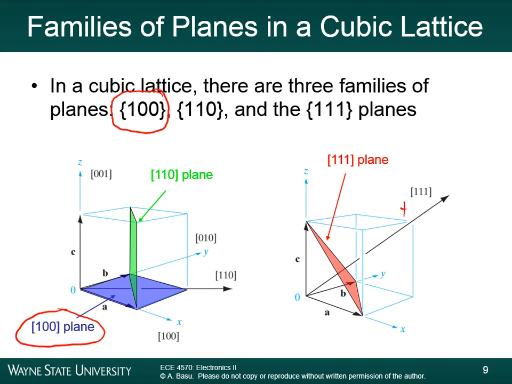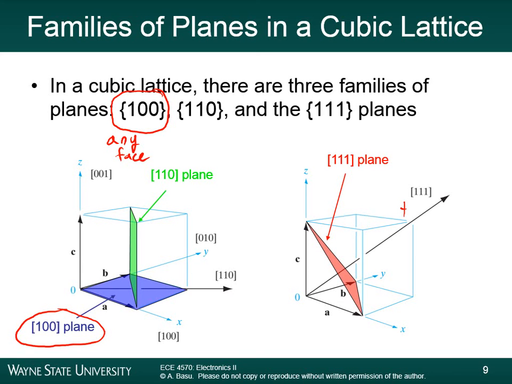Just keep in mind the notation here. These curly braces mean the 100 family of planes. And the way that you can remember that, I'm just going to define it, is that any face of the cube is considered a 100 plane. Any face of the cube. So there's six faces of the cube. Any face of the cube is considered part of the 100 family of planes. And the atomic distribution on each one of those faces is symmetric, right? So they all look the same.